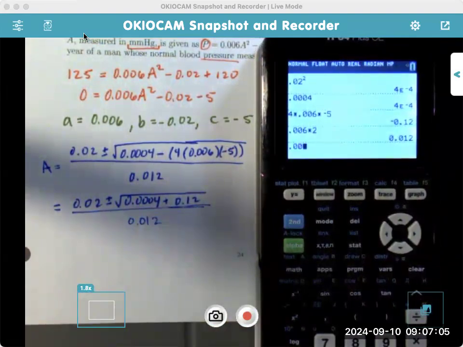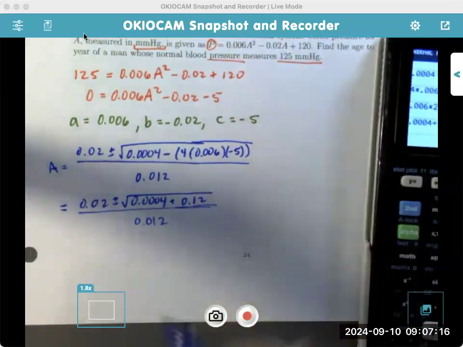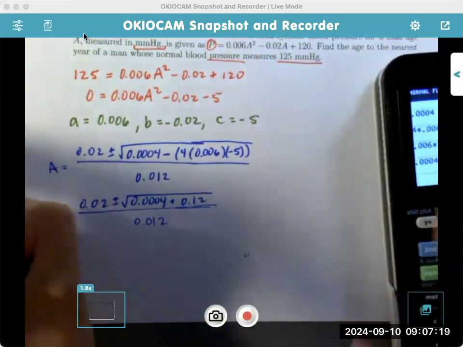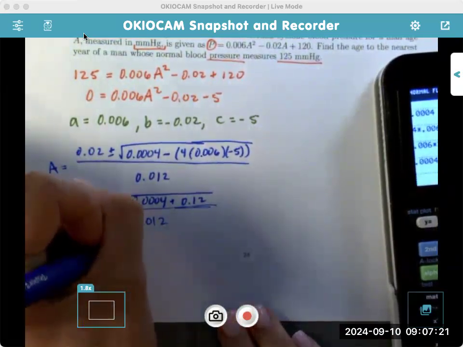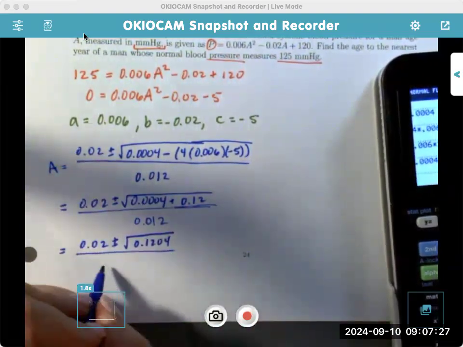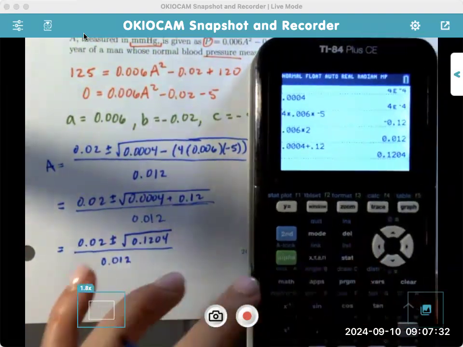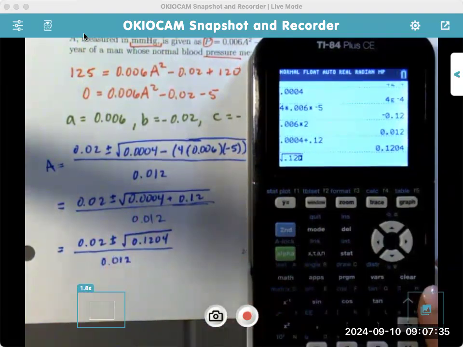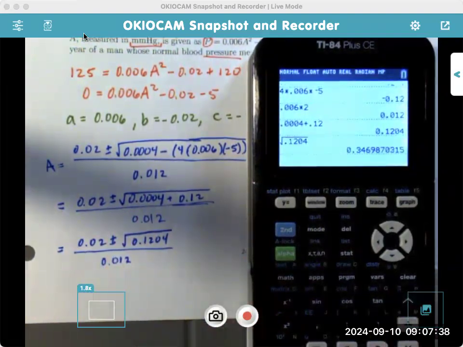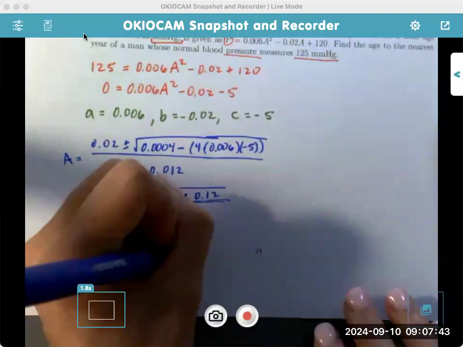Okay, so 0.0004 plus 0.12 is equal to, yes, 0.1204. 0.02 plus or minus the square root of 0.1204 over 0.012. Let's see if we can just get lucky and see if this is a square root. I doubt it, but I mean, let's just see. Stranger things have happened. That's okay. We'll just use the decimal approximation.